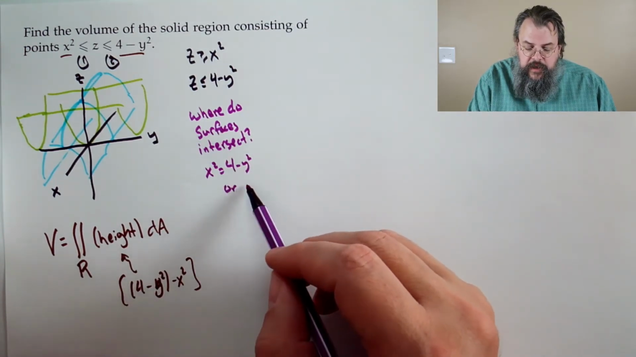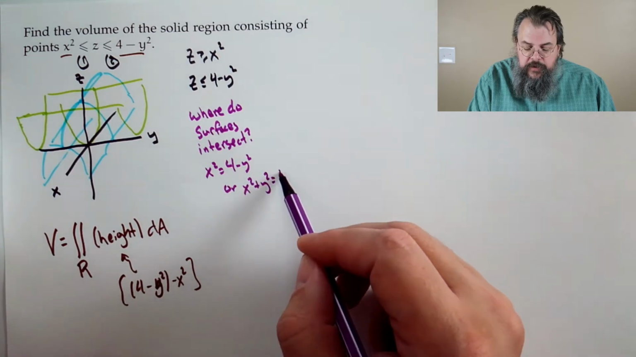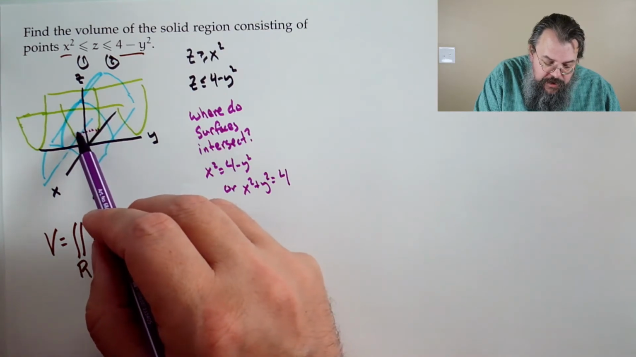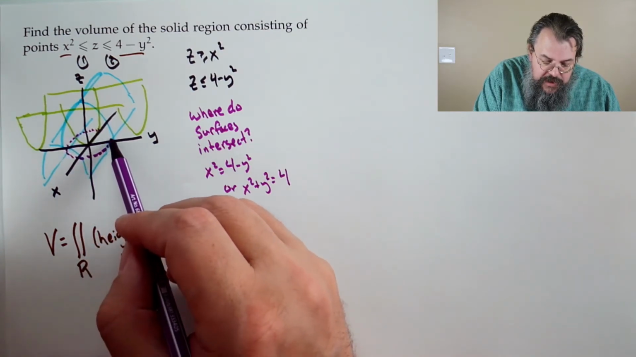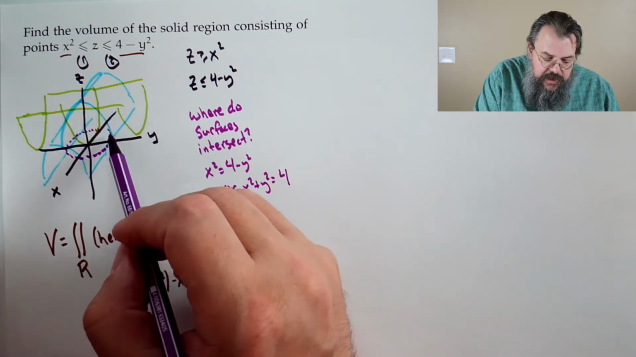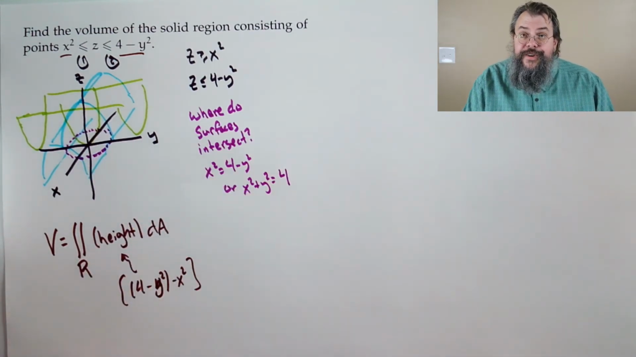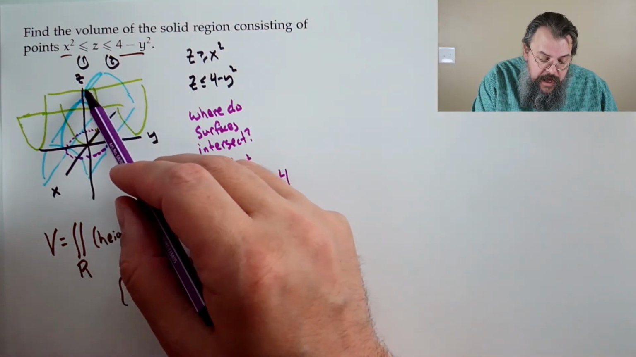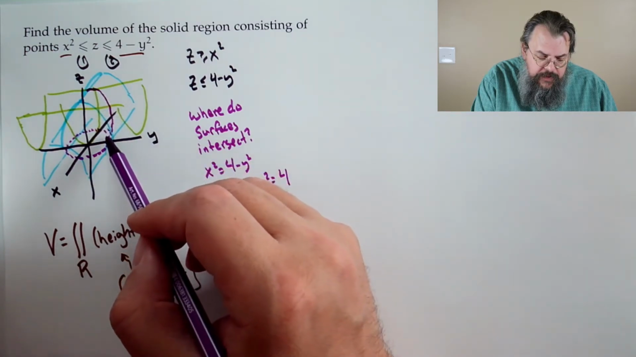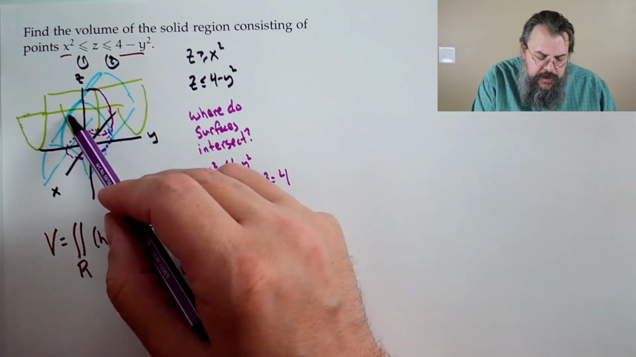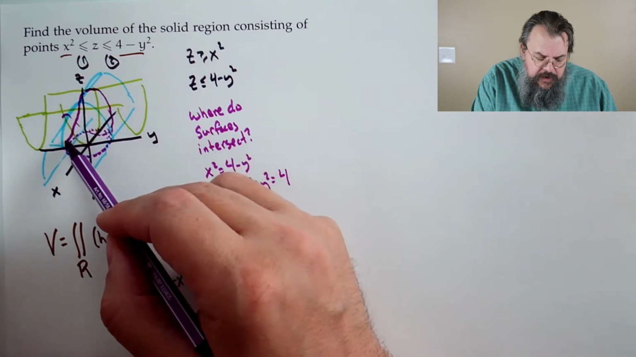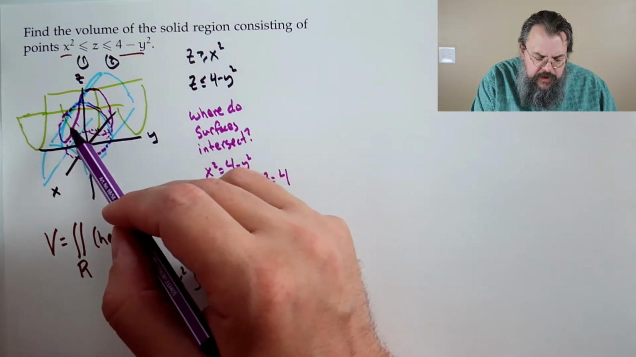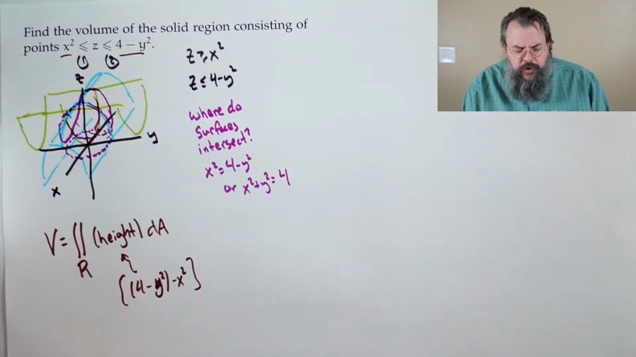That's the same as x squared plus y squared equals 4. So, in terms of the picture, lo and behold, it turns out that our surfaces are intersecting right above a circle of radius 2. And now we're like, oh, that's cool. So that's why we're going to end up having something involving our coordinate system. That's our polar coordinates.